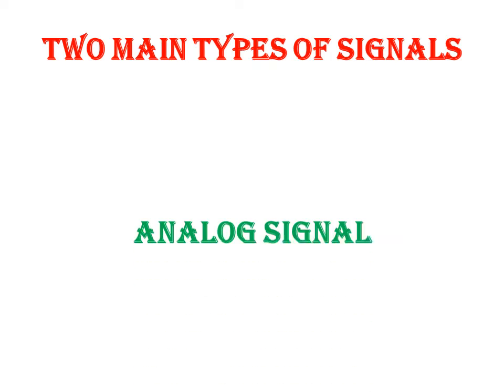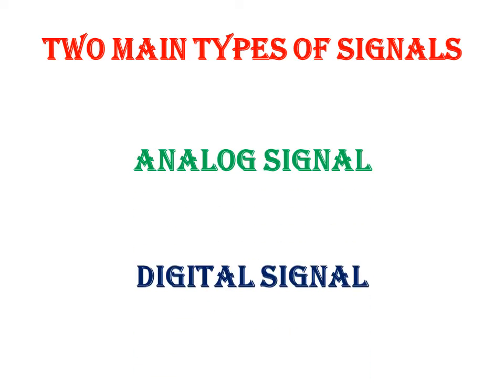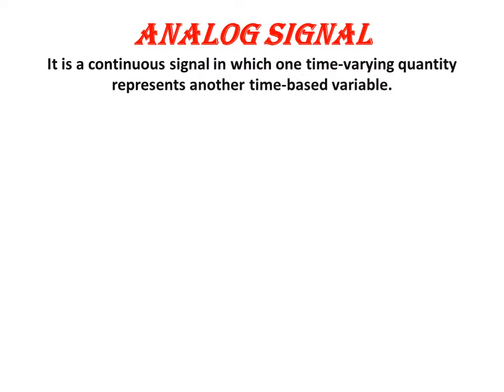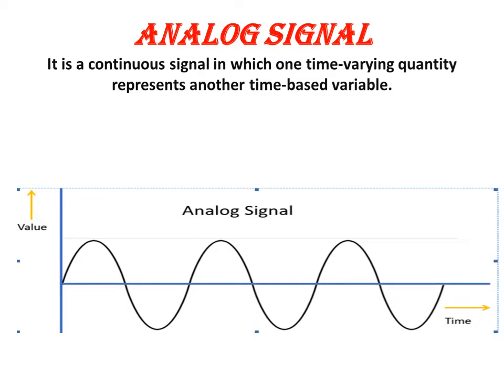Basically, there are two main types of signals. One is analog and another is digital. An analog signal is a continuous signal in which one time varying quantity represents another time based variable. These kinds of signals work with physical values and natural phenomena such as earthquake, frequency, volcano, speed of wind, weight, lighting, etc. So this type of analog signal has some characteristics also.